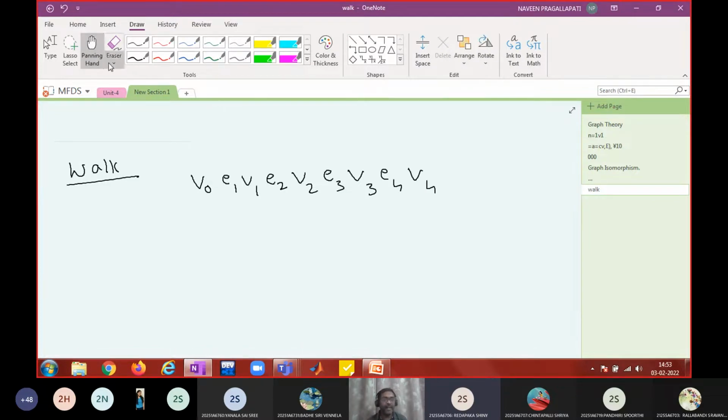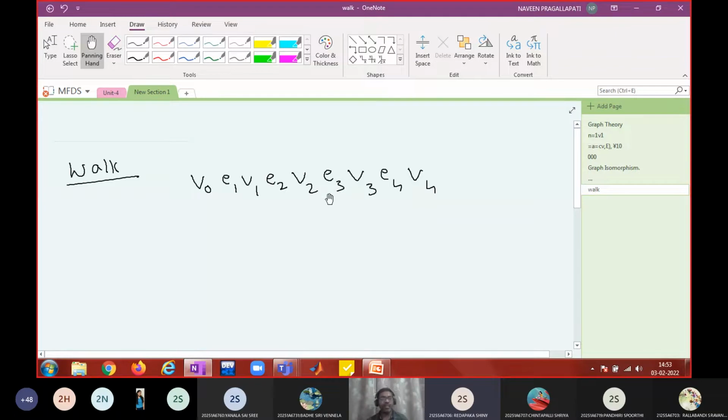I'm not saying E1, E2, E3 are distinct. I'm not saying V1, V2, V3, V4 are distinct. Vertices may be repeated, and edges may be repeated. The only condition is that if you are writing an edge here, it should be incident with V2 and V3.